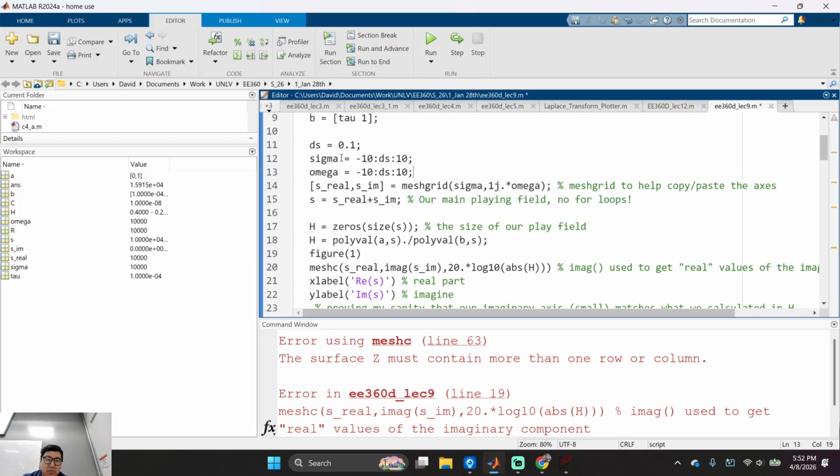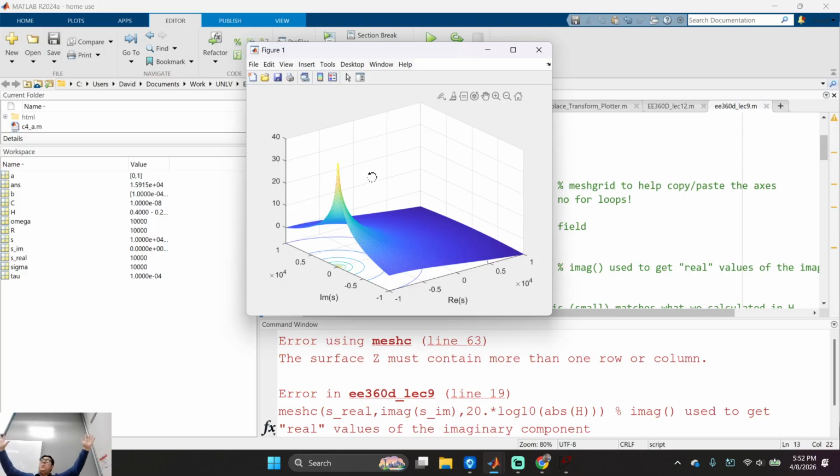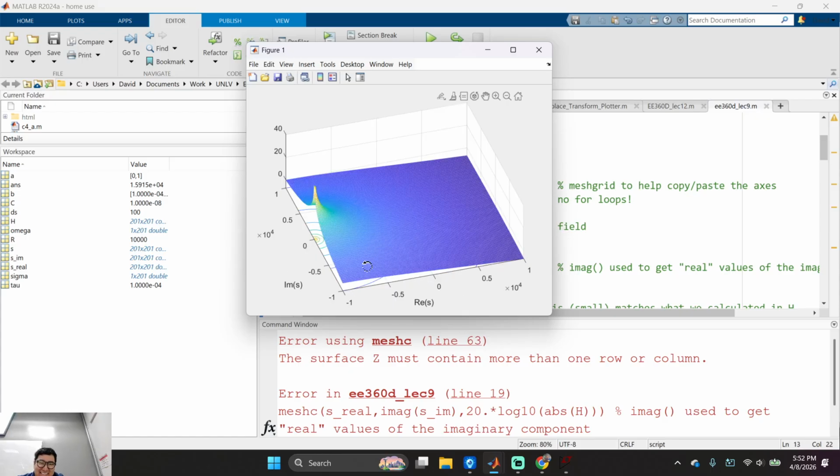Boom, boom, boom, boom. This is my frequency. Sigma 10E3, 10E3. Actually, that's a lot of points. I'm going to do 10, okay? 100. I think that's a lot. Okay, E3, E3. Okay, we're building. Let's go. Come on. Oh, yeah, let's go. Oh, dang, this thing is heavy.